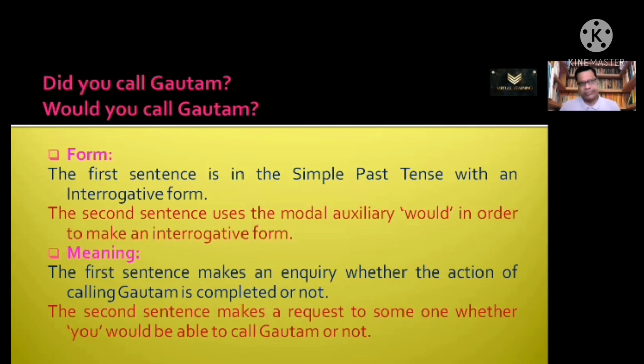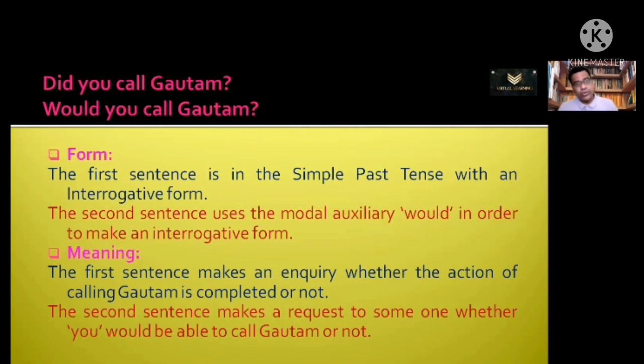Now you look at the meaning. The moment you change did with would and vice versa, you will have different meanings here. The first sentence makes an enquiry whether the action of calling Gautam is completed or not. So simply it is called, did you call Gautam? Okay, I have a friend and I asked him that please call Gautam. And after some time I will ask him, did you call Gautam? So he may answer either yes or no. So I'm just making an inquiry whether the action of calling Gautam is completed or not.